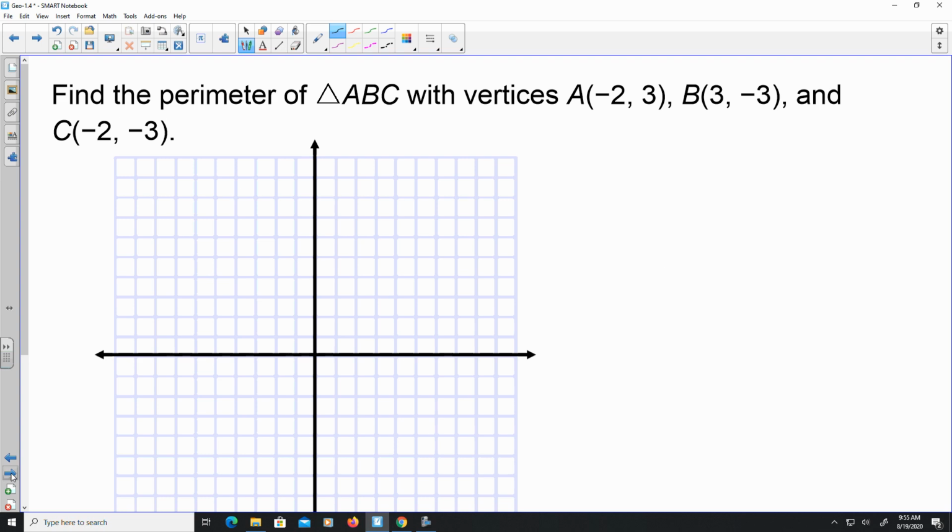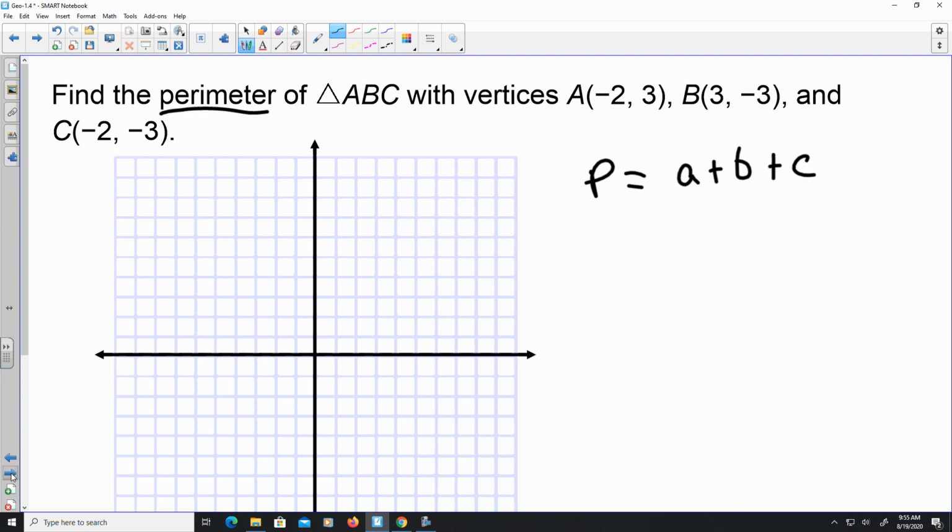So here they're asking us to find the perimeter of triangle ABC with vertices located at those coordinate points. Anytime you're looking at perimeter of a triangle, it's just going to be the measurement of a plus the measurement of b plus the measurement of c. Since there are three sides, it's the first measurement plus the second plus the third. So let's take a look.